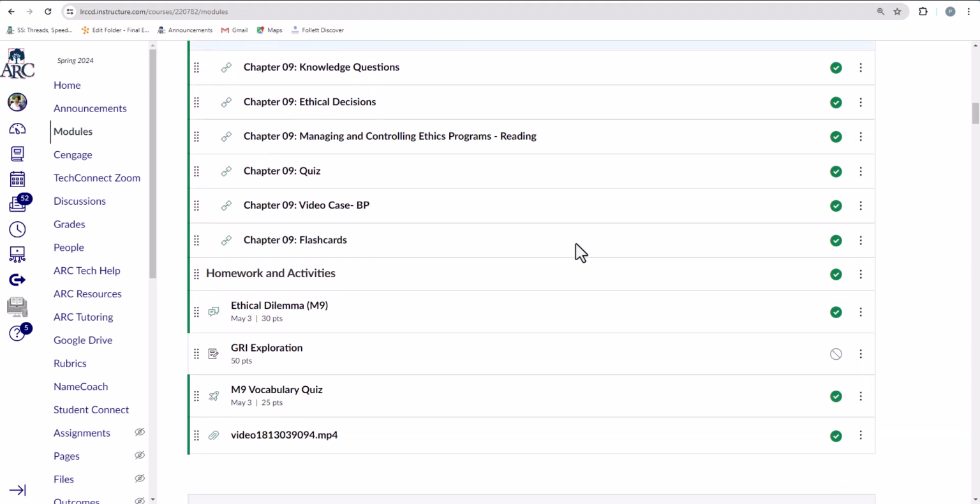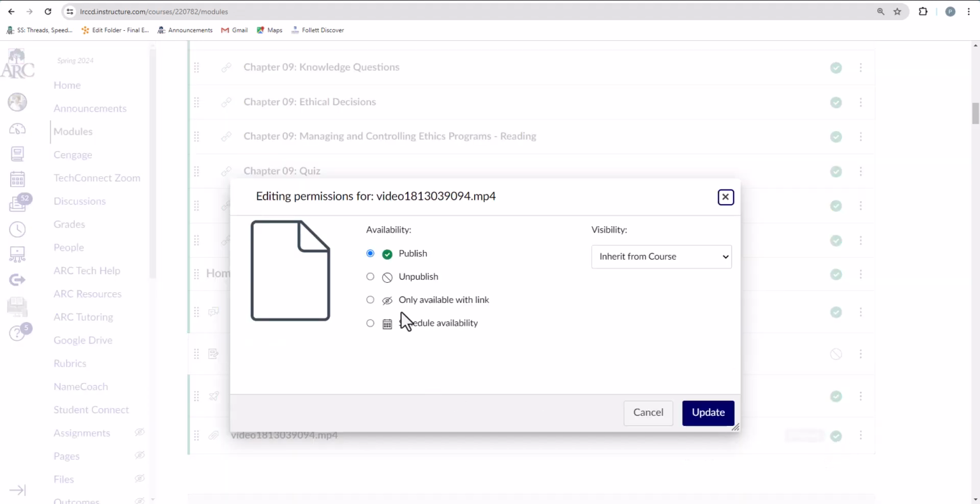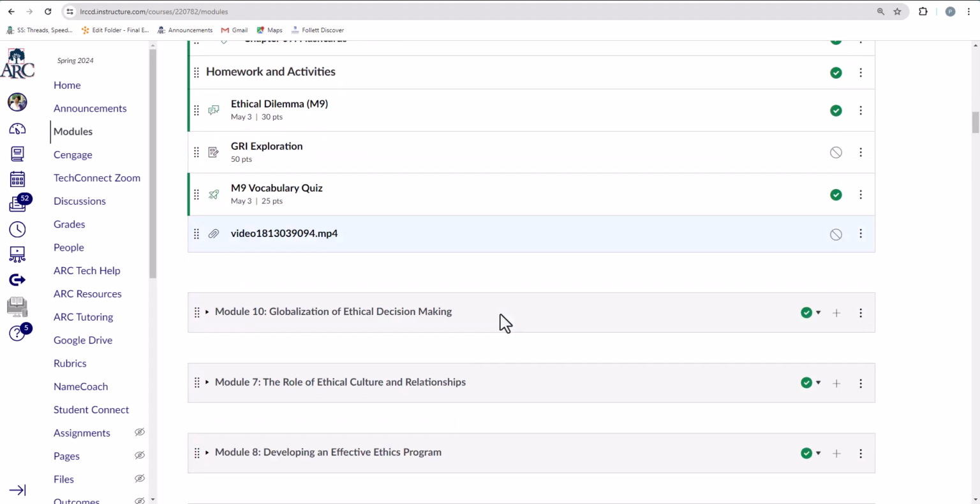Your homework and activities for this week will include the Ethical Dilemma and Vocabulary Quiz. I am not requiring GRI exploration and have disabled that function. So with that disabled, we're going to move on to Chapter 10.